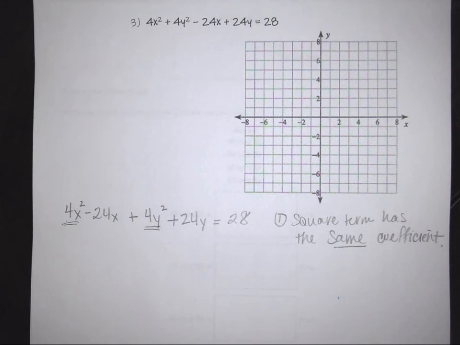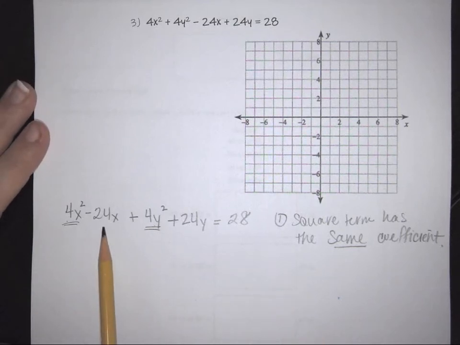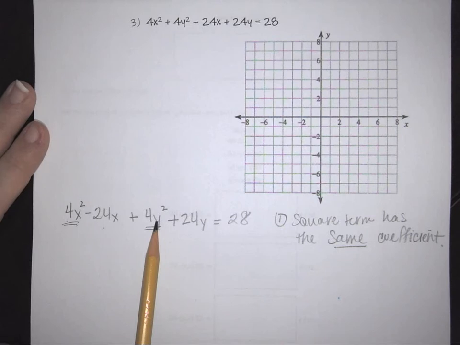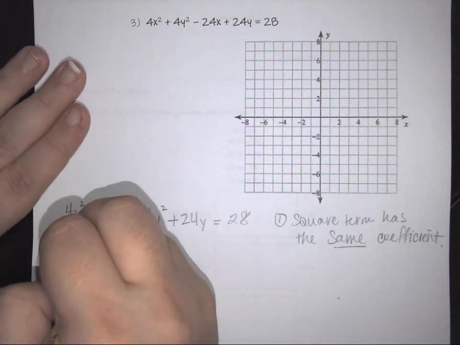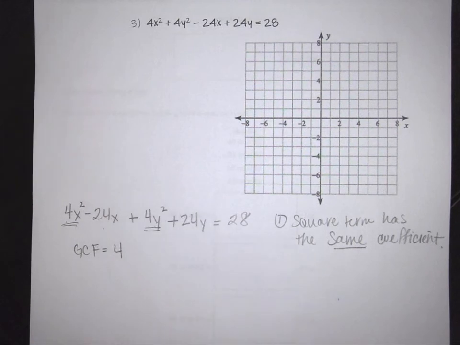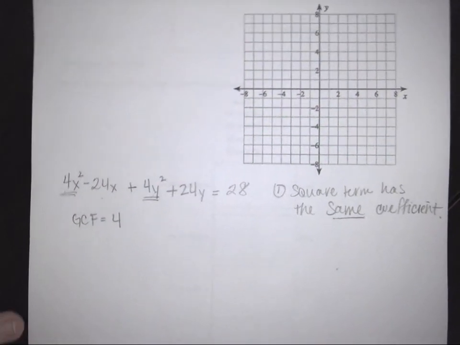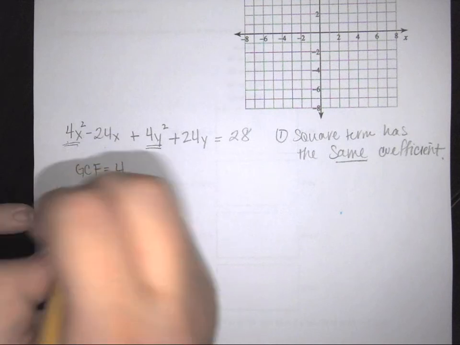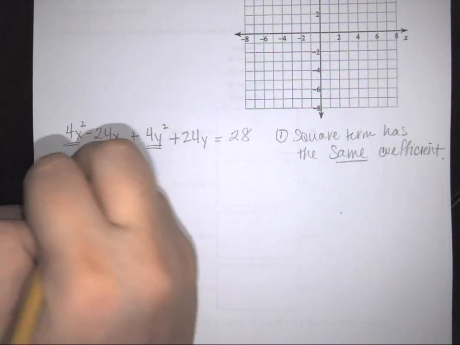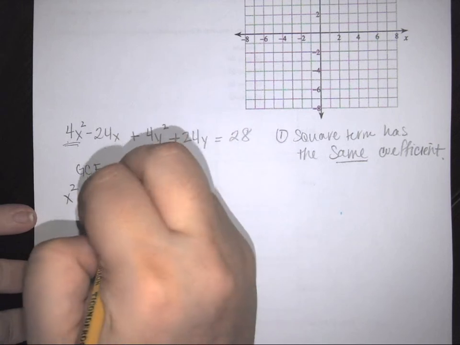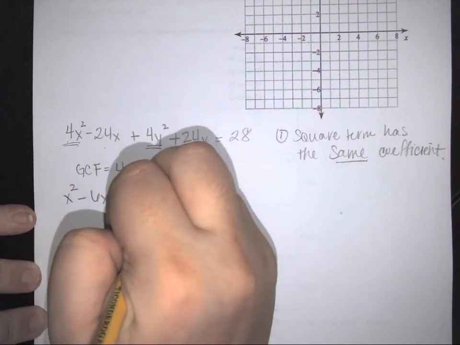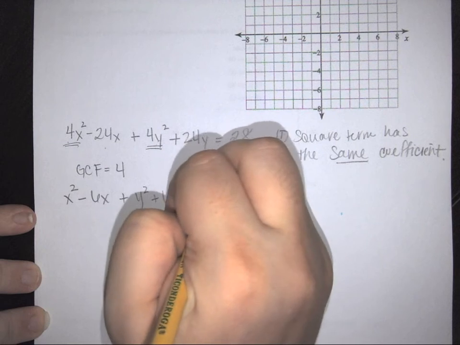If your coefficients were different, that would make this problem a lot more difficult, because one of the things that we have to do is completely factor that coefficient out. So the first thing I would look for is to make sure that this square term has the same coefficient. In this case it does, so I need to pull it out. Here I'm looking at a greatest common factor of 4 and nothing else. So I'm going to pull that 4 out, and this becomes x squared minus 6x plus y squared plus 6y is equal to 7.